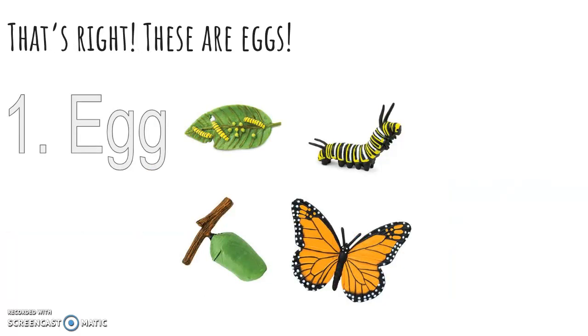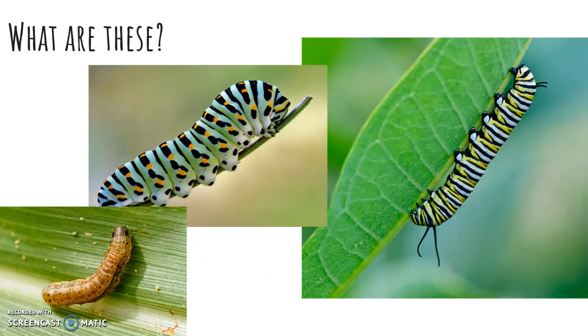These are eggs. This is the first step in the life cycle of a butterfly. They're very tiny, they come in different shapes, and they're usually laid on leaves. So what are these?